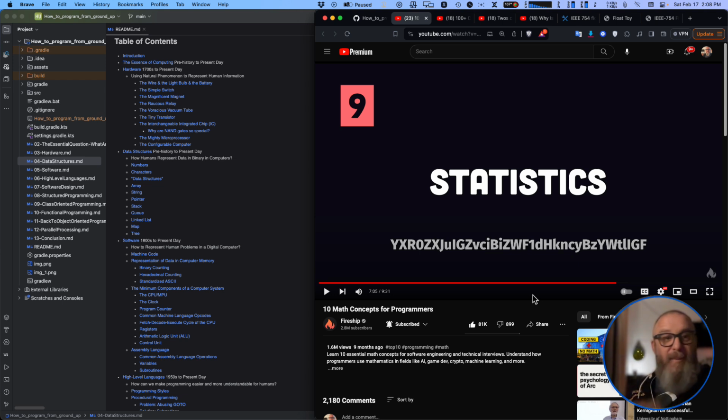Like for small numbers, it's fine. 10, 20 elements. But for like 100 elements, if you're doing 3 loops, even 4 loops, the end of time kind of level stuff.